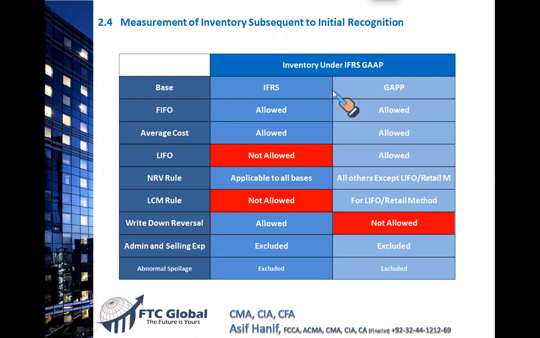Now let us first discuss what is NRV and what is NRV rule. It is applicable when we want to measure inventory subsequent to initial recognition. We bought the inventory, we valued using FIFO or average cost. Now some things have changed. Market price has fallen. Our cost is higher, the market price is low. So we can't carry our inventory at a higher price. We will have to correct the difference. That is why it's called measurement of inventory subsequent to initial recognition. After the initial recognition, how are you going to value our inventory?